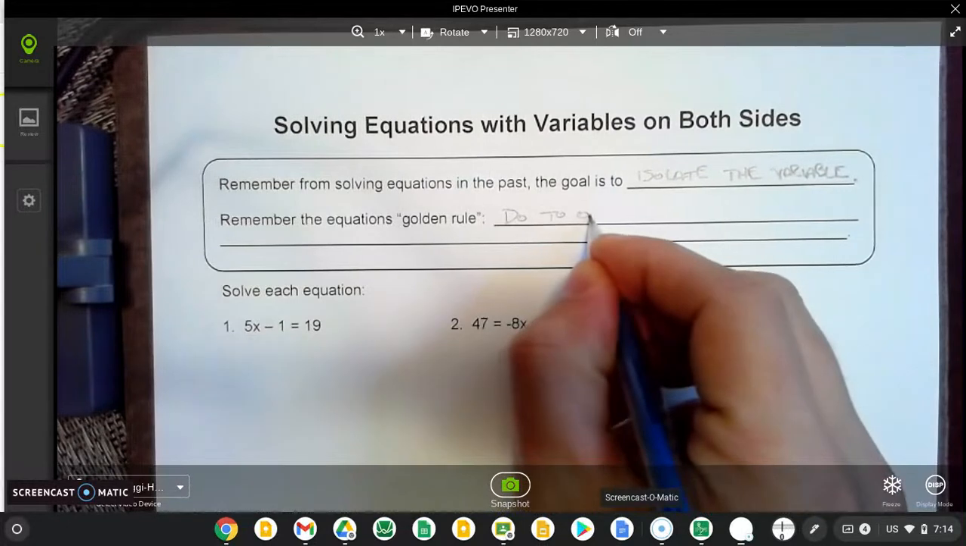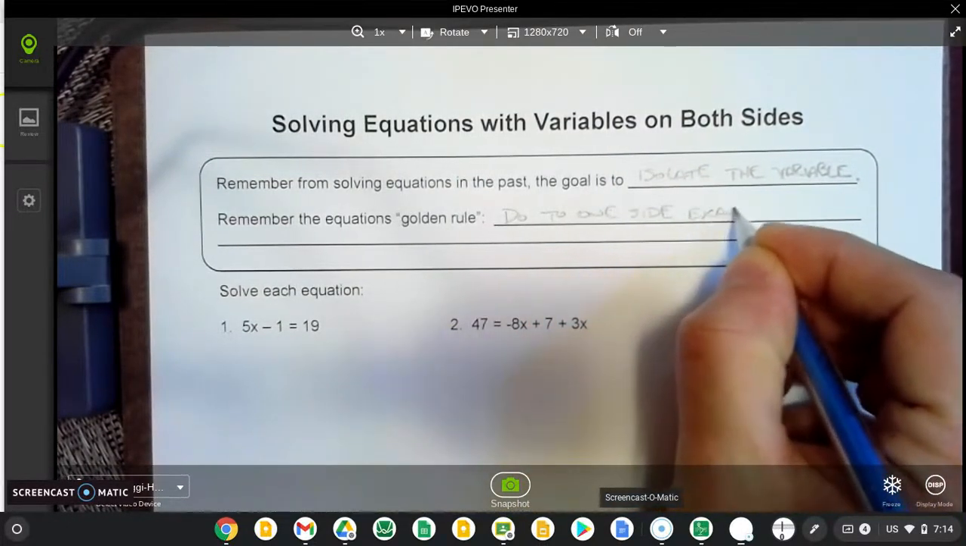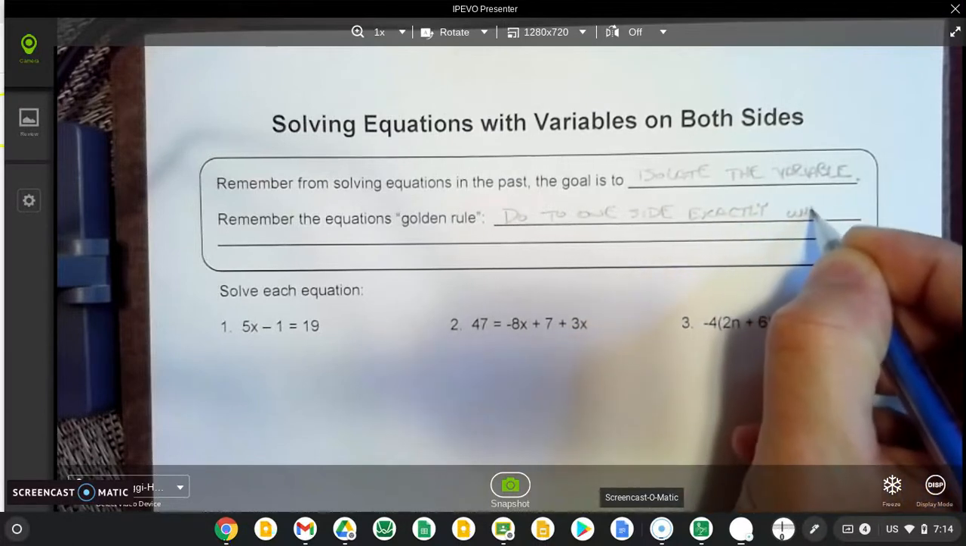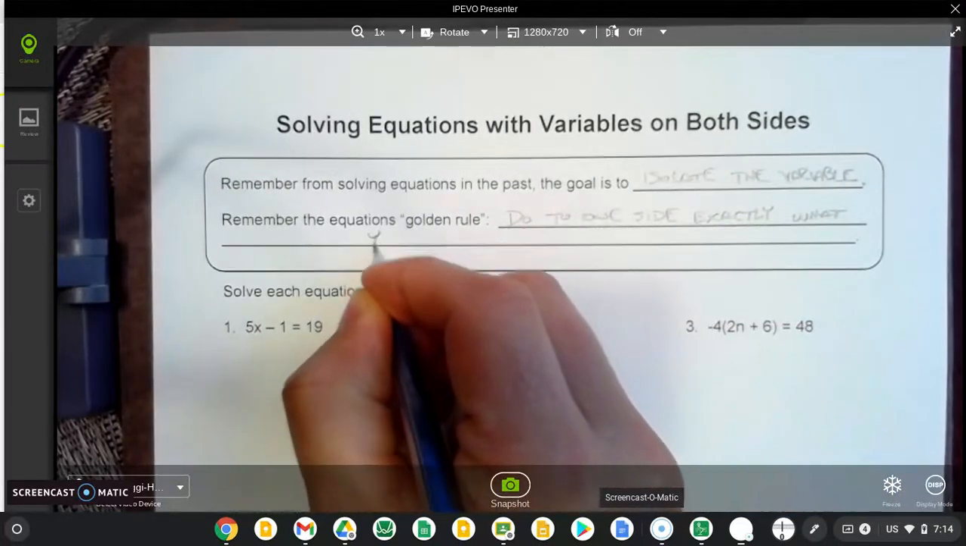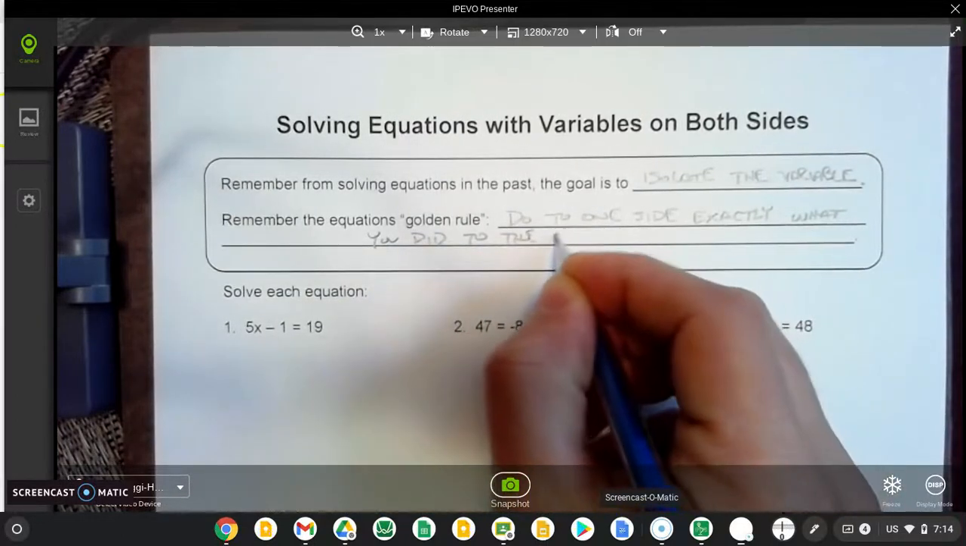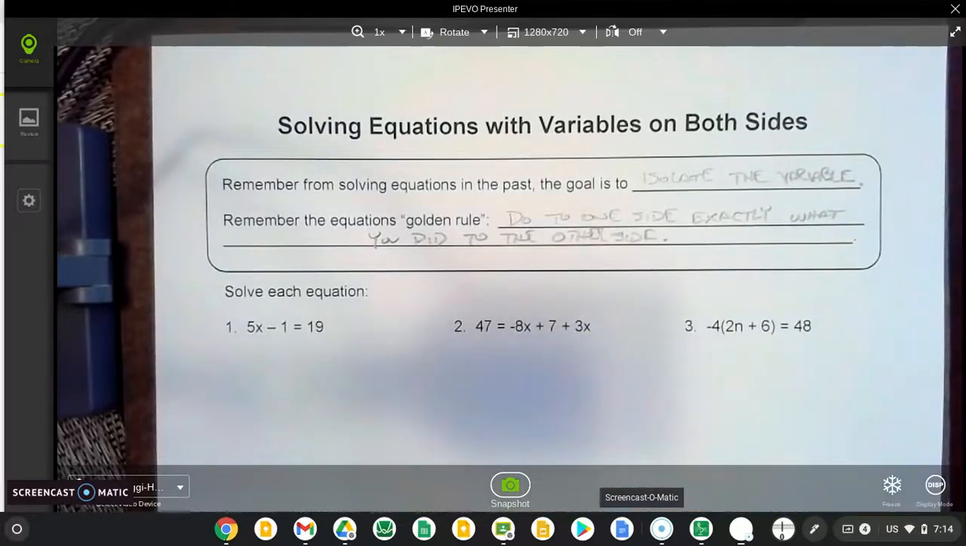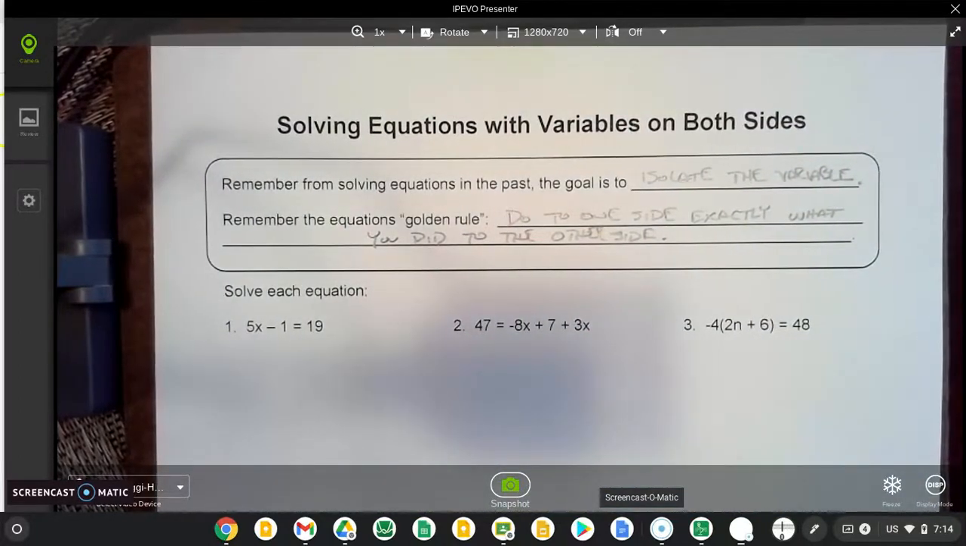Do to one side of the equation exactly what you did to the other side. Whatever you do on one side of the equation, you're going to do exactly the same thing on the other side. So if you multiplied by 2 on one side, multiply by 2 on the other side. If you subtracted 7 on one side, subtract 7 from the other side.